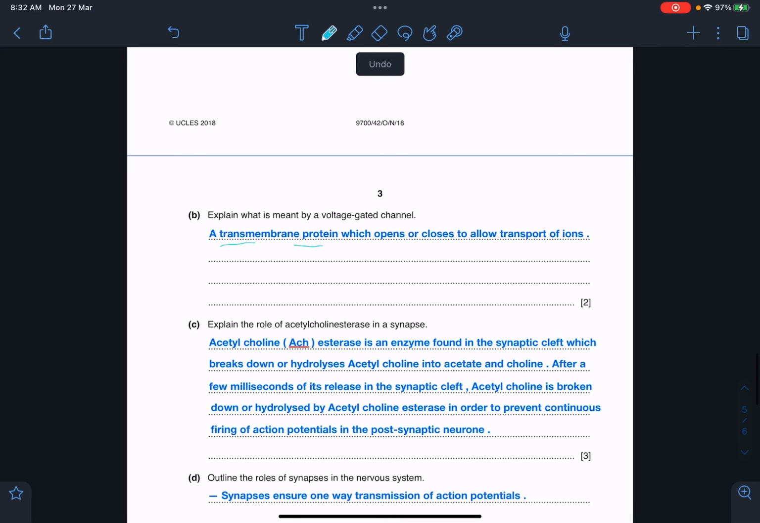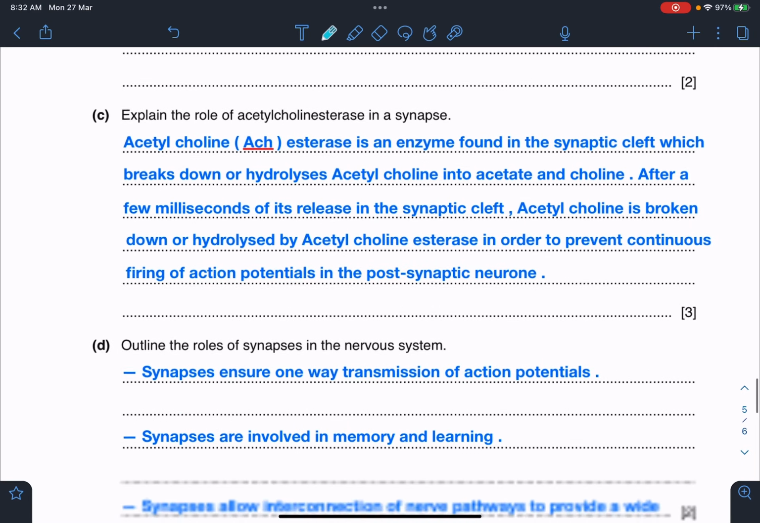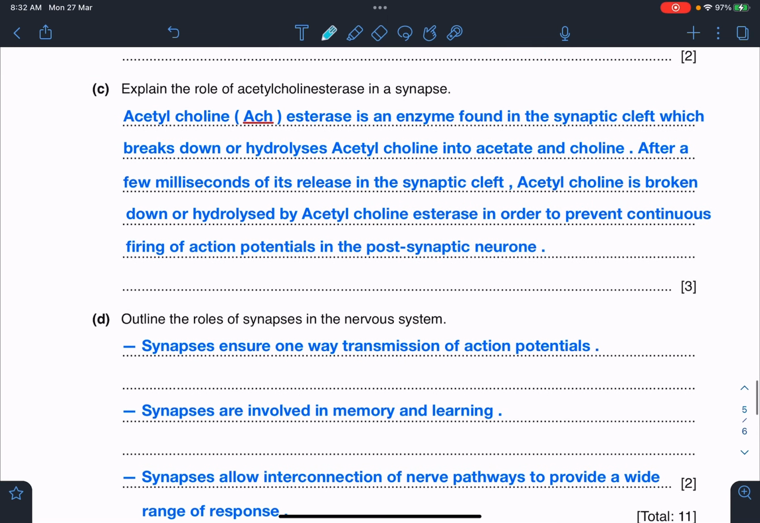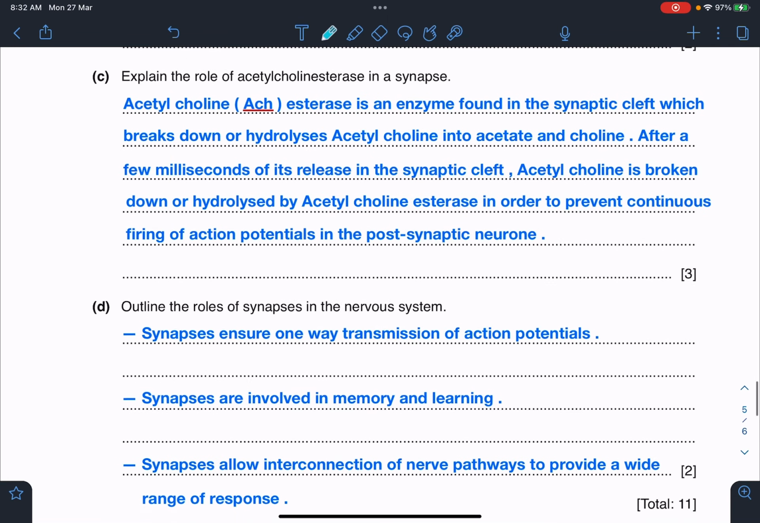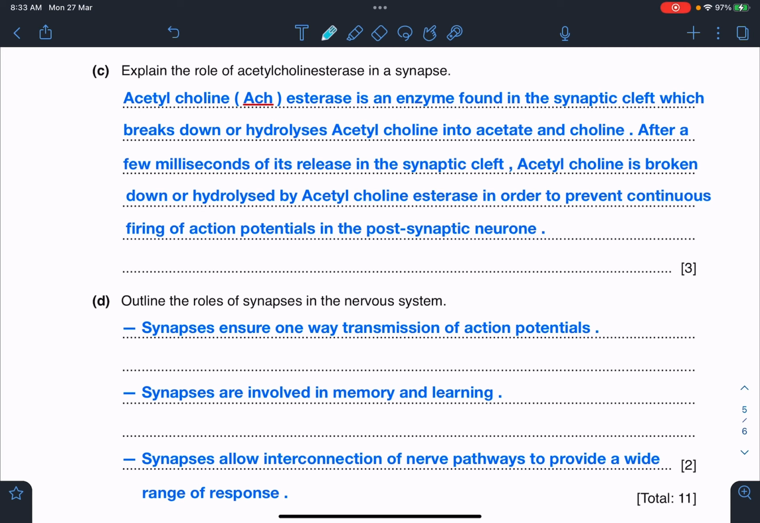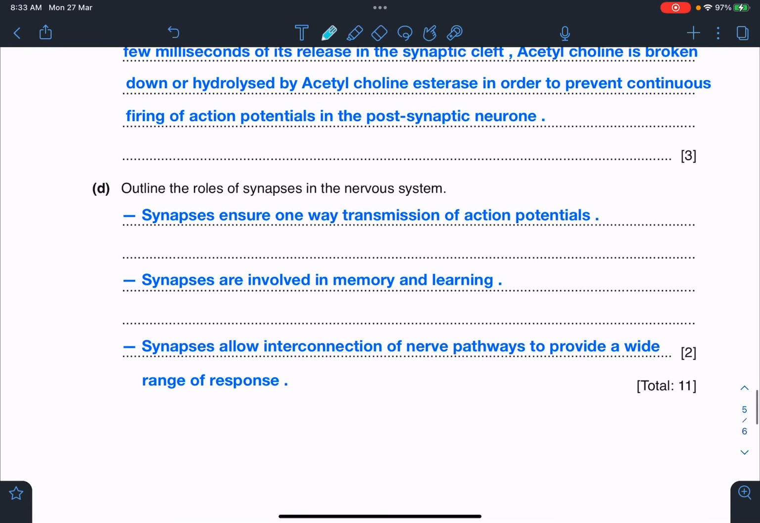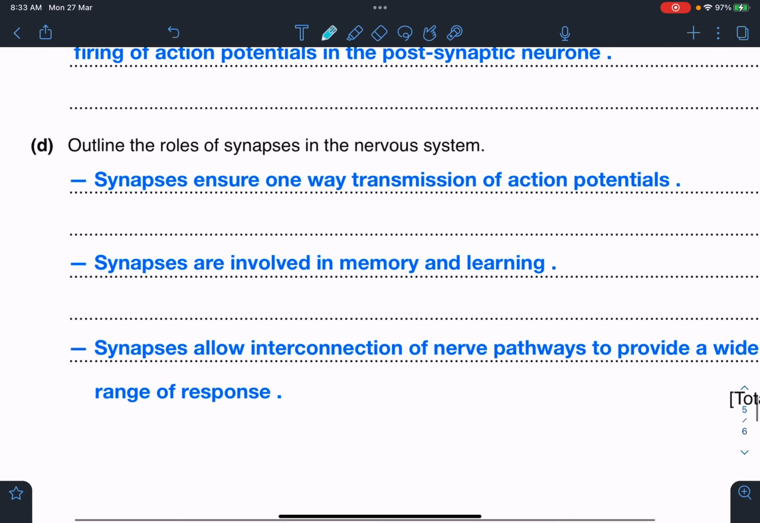The C part is asking to explain the role of acetylcholinesterase in a synapse. As I said previously, acetylcholinesterase is an enzyme found in the synaptic cleft. It breaks down acetylcholine into acetate and choline. After a few milliseconds, when acetylcholine has been released in the synaptic cleft, it is broken down by acetylcholinesterase to prevent continuous firing of action potentials in the postsynaptic neuron. You can write this. And then the last part is outline the roles of synapses in the nervous system.